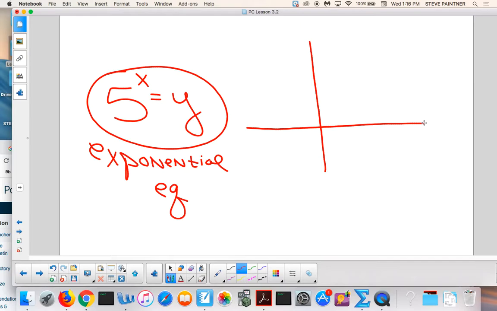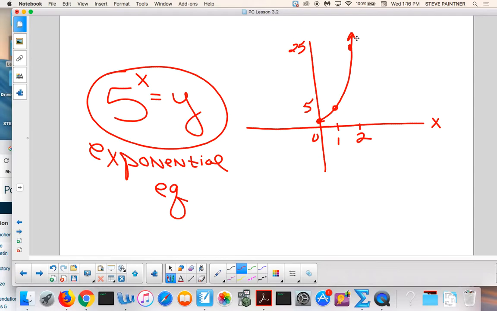Let's put a number in for x. What's a good number to put in? 2. Okay. If you put a 2 in, what do you get? 5 squared. 25. You're up here. So 2 gets you 25. What does 1 get you? 5. What does 0 get you? 1.